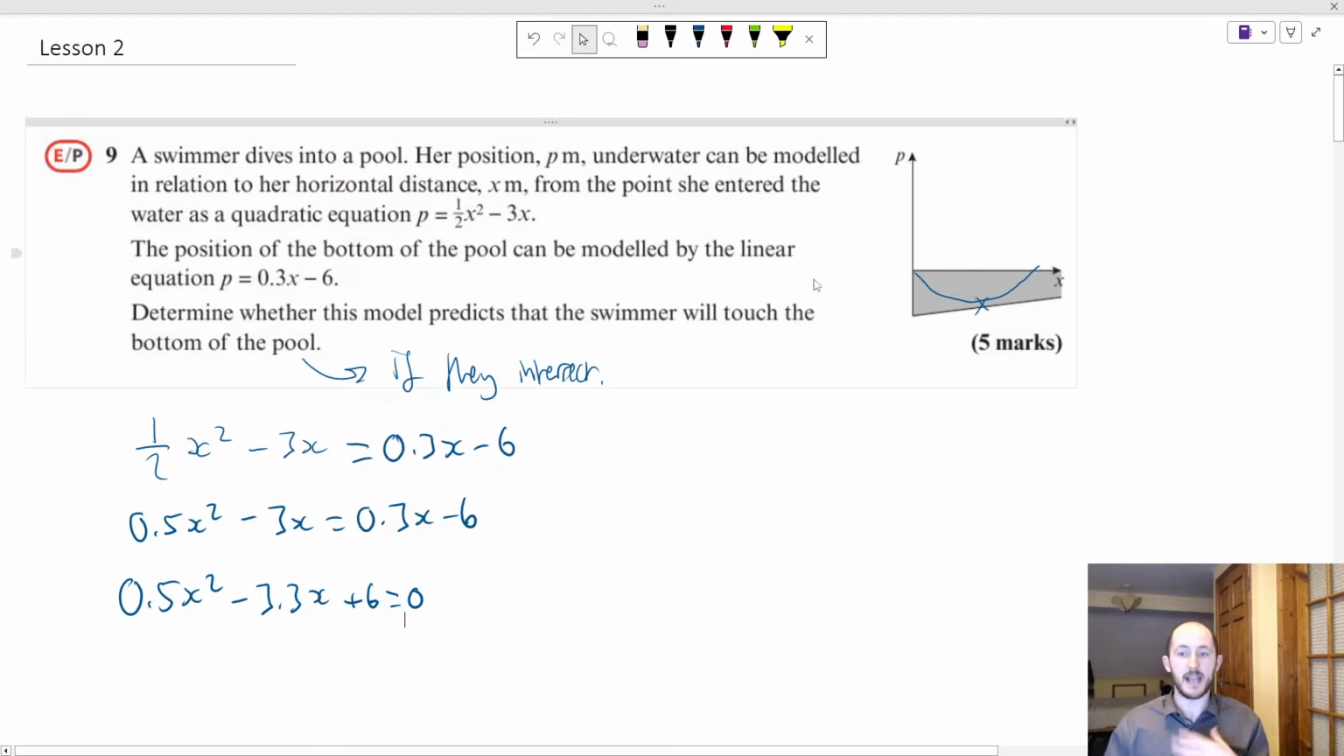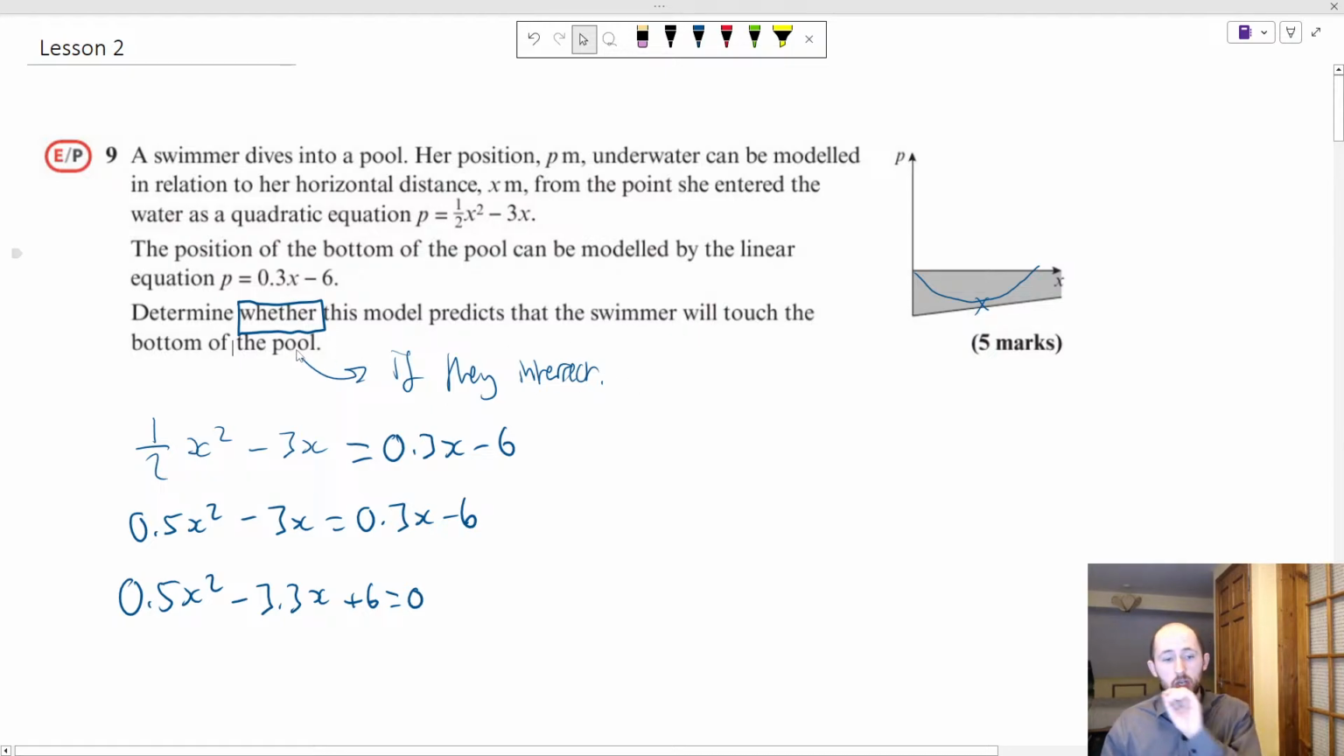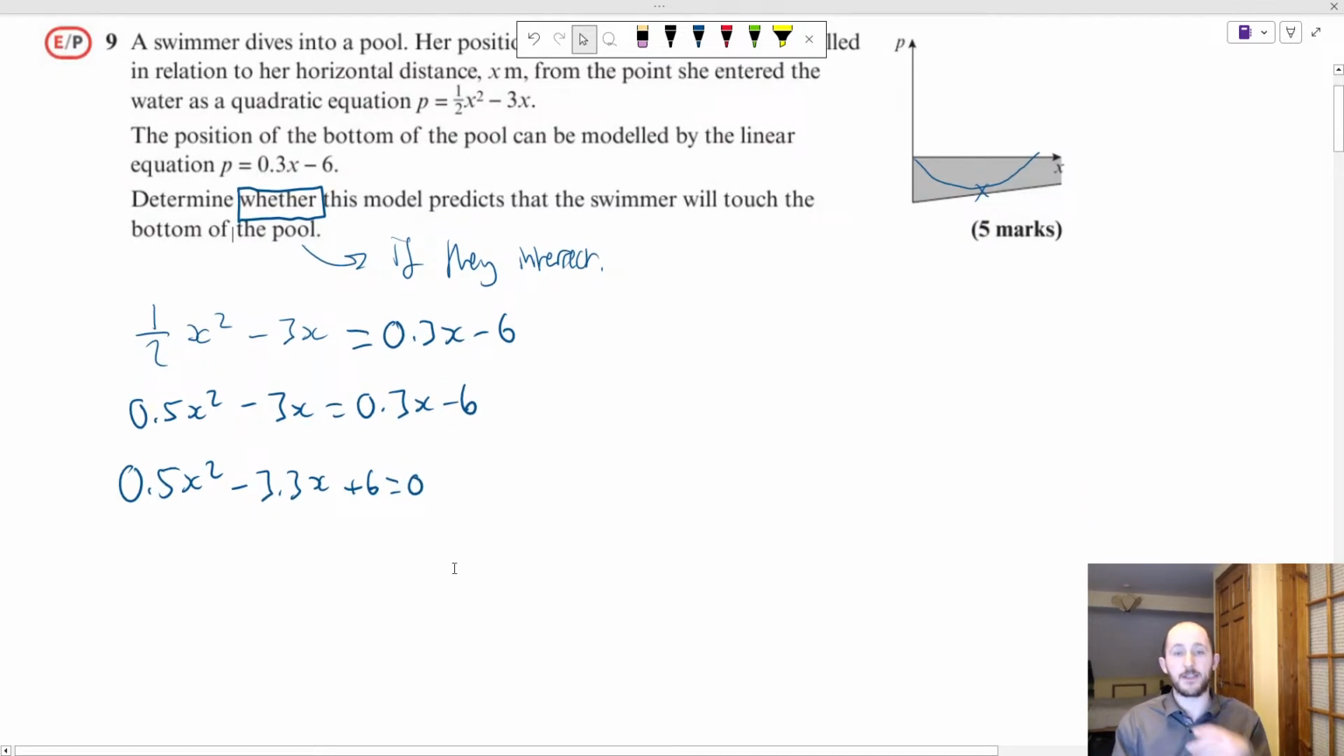Now, I don't actually care about solving this. If you look at what it says, it says determine whether. That's like an if, right? This model predicts that the swimmer will touch the bottom. Well, if they do touch the bottom, it means we could solve it. So, we're looking at the discriminant. So I'm going to work out what b squared minus 4ac equals. And then depending on if that's 0, negative, or positive, I'll be able to tell if it touches.